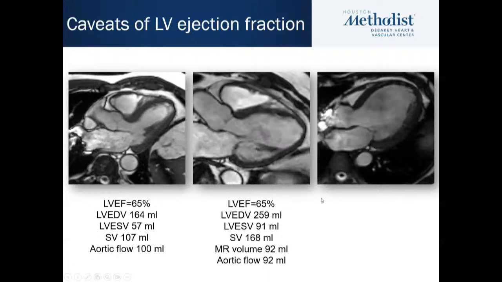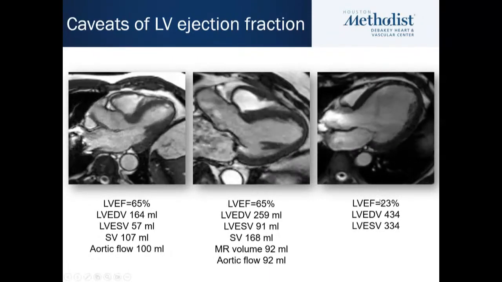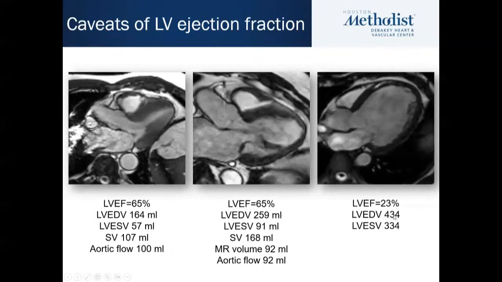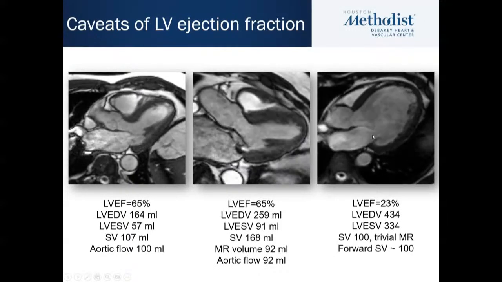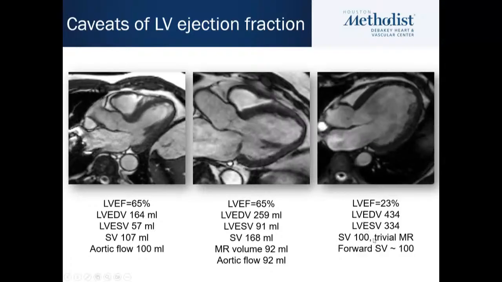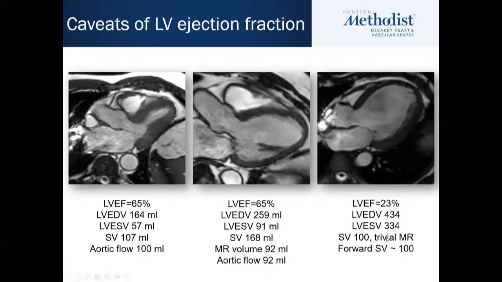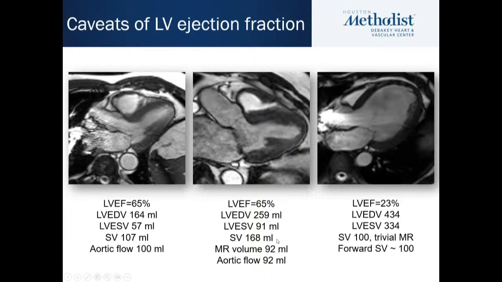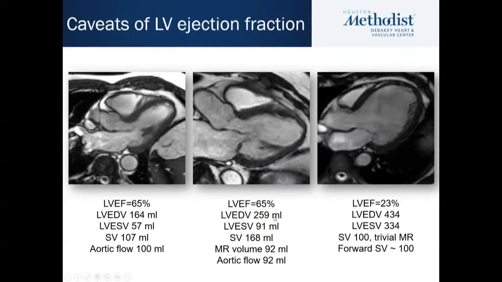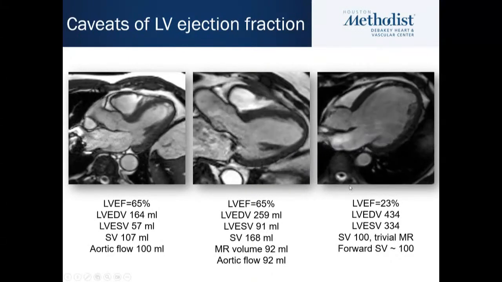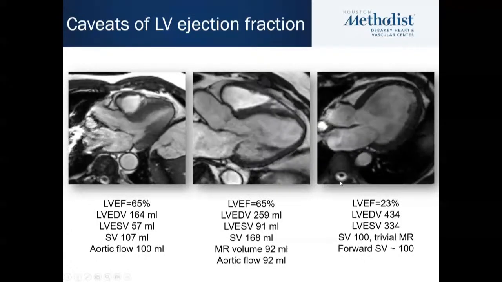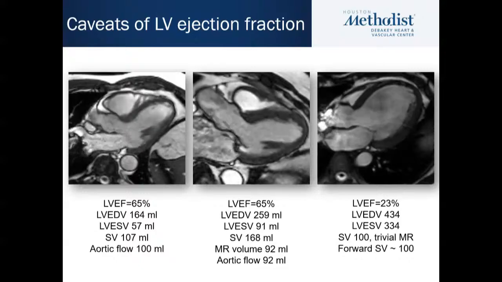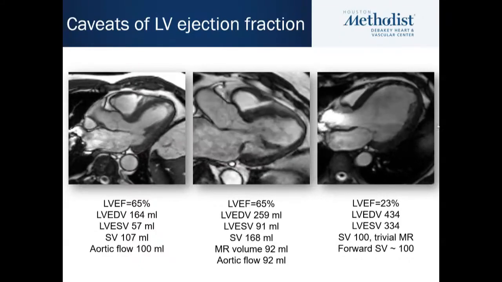But, more on the topic, EF 23%, ventricles huge, 434 in systolic volume. There's very minimal MR. And actually, he still has the same forward stroke volume that's reaching the body as these two guys. So you really have to consider all these aspects. When you have someone with an advanced cardiomyopathy, their EF may be 15. But because the LV is very large, they may still actually generate a decent stroke volume.